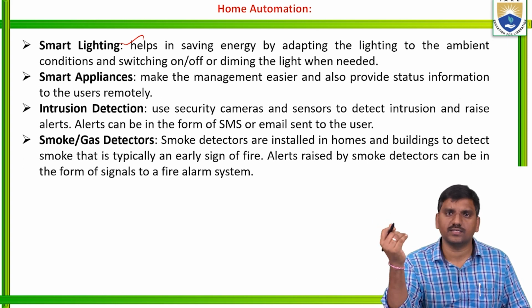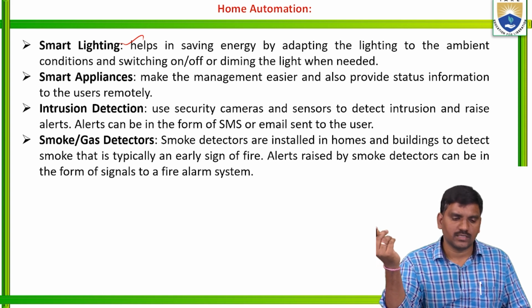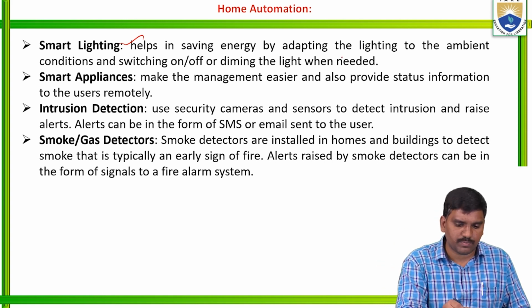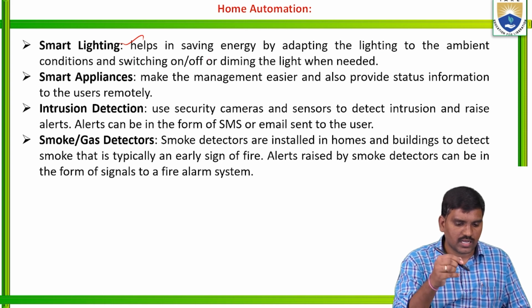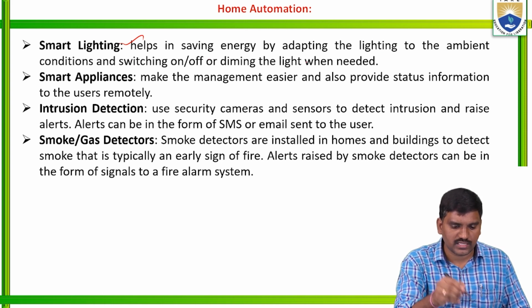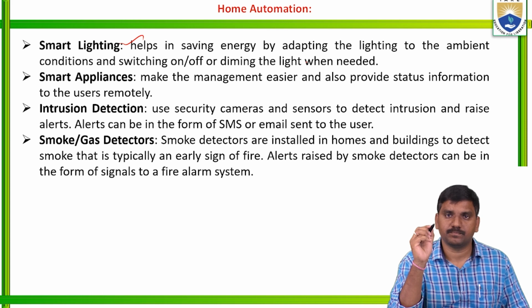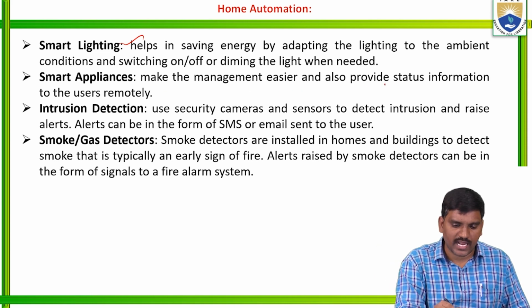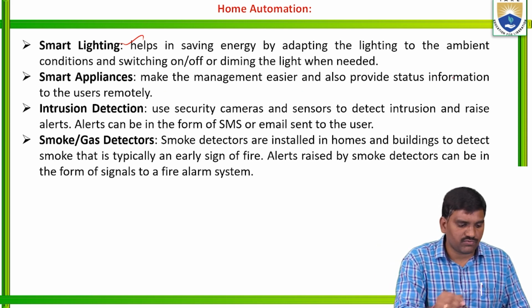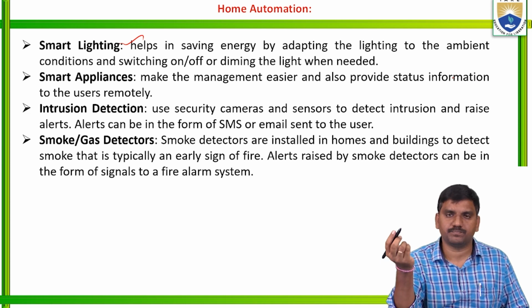That is smart light. Here it helps save energy by adapting the lighting to the ambient conditions and switching on, off, or dimming the light when needed. When you want, only at that time it can be on. Smart appliances make that management easier and also provide status information to the user remotely.